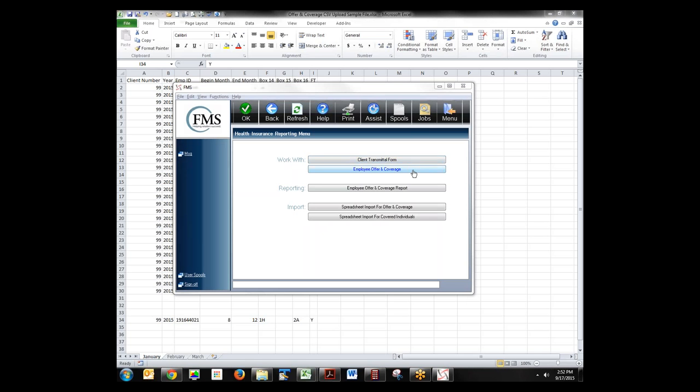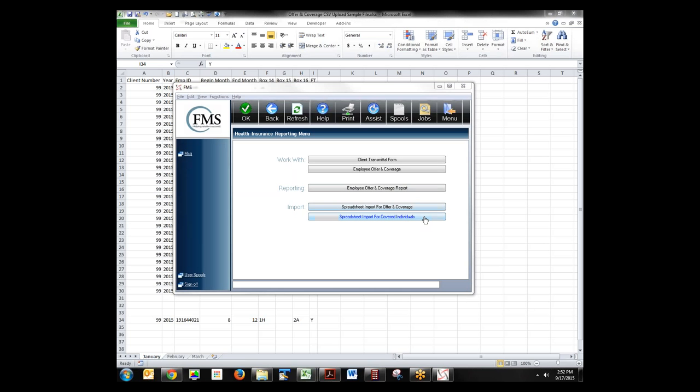The employee offering coverage, which I showed you at the beginning. We have a verification report, the offer and coverage report, to make sure all the data that you have loaded is correct. And we'll check things like, hey, you're giving me an offer and coverage record that starts in July, and you give me from January to June. So it's going to print messages for those kinds of issues that it sees with the employee data and the offer and coverage data. And then the spreadsheet imports, of course, we were just talking about.